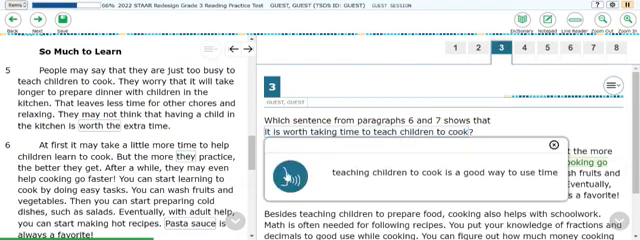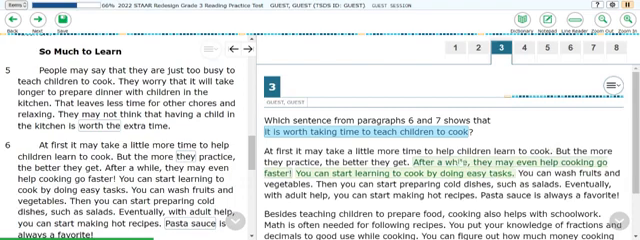So it says, which sentence from paragraph 6 and 7 shows that it is worth taking time to teach children to cook? Teaching children to cook is a good way to use time. Okay, so it's trying to simplify the sentence.